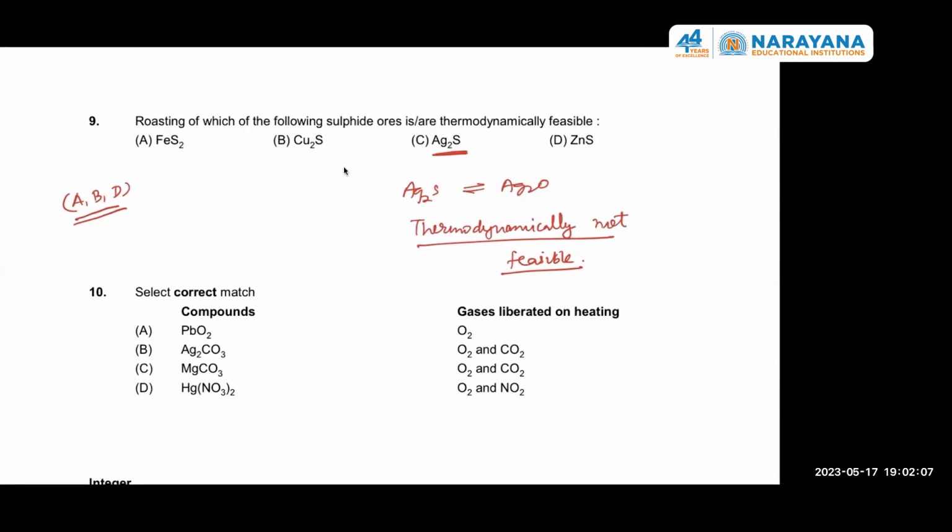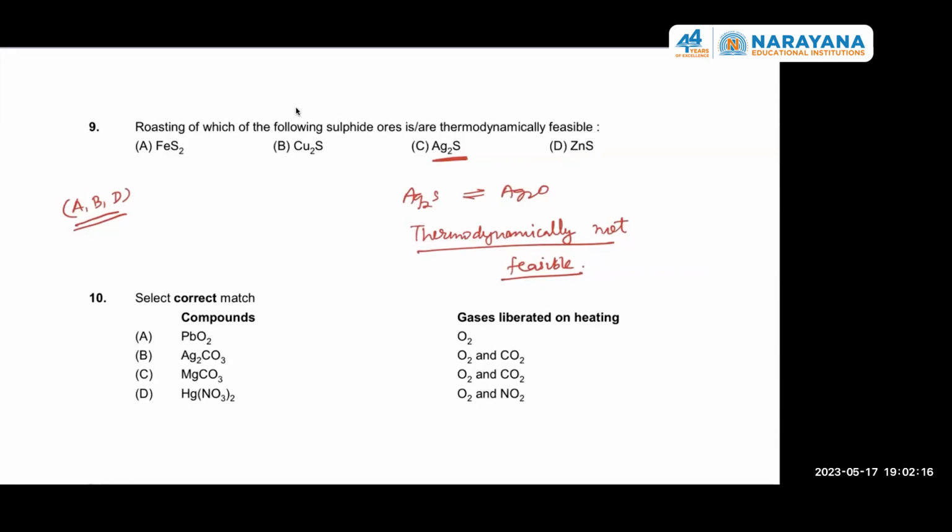Some students are getting ACD. Vishrat is getting ABD. See, the correct answer is ABD only. Because PbO2 will form PbO and half O2. Ag2O will be unstable, so Ag2O will give us oxygen. Magnesium carbonate will give us MgO plus CO2. Magnesium oxide is very stable. It will not give oxygen upon heating.